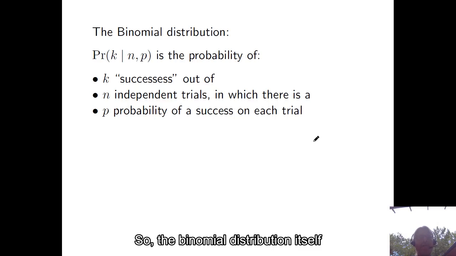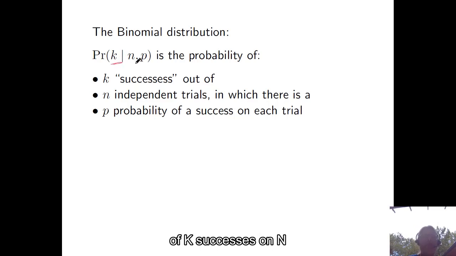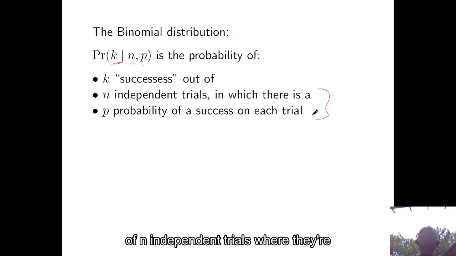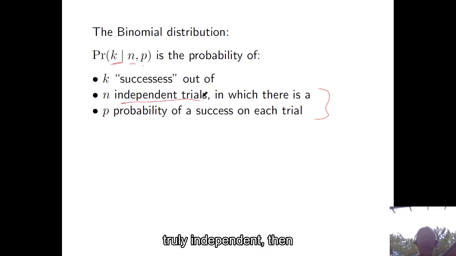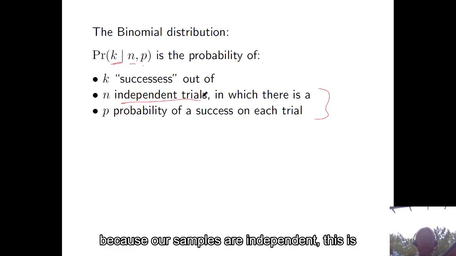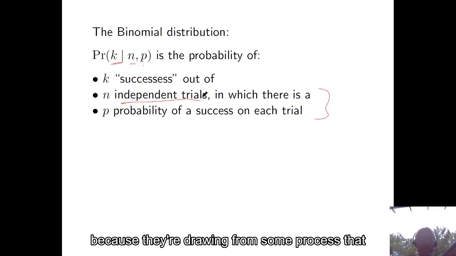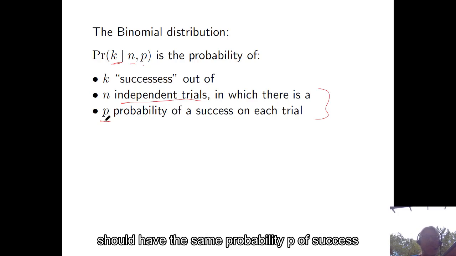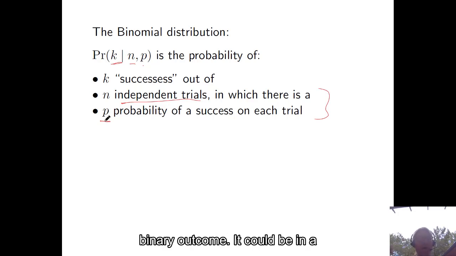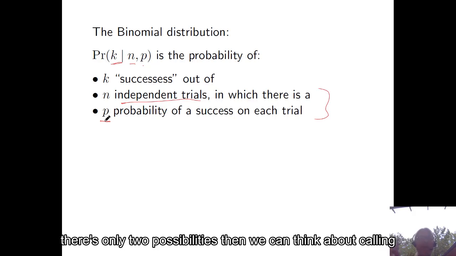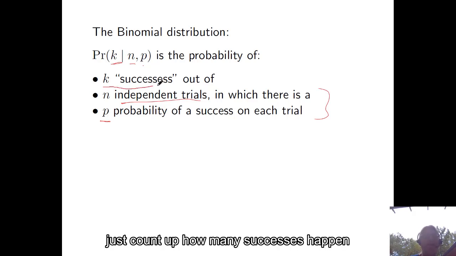So the binomial distribution itself is the probability of k successes on n trials with p probability of success on each trial. So that shows up in a lot of contexts because if we set up a random sample of n independent trials where they're truly independent, because they're drawing from some process that we're interested in studying, they should have the same probability p of success on each trial. So when we've got a binary outcome, it could be red or black, or albinism or not, yes or no. There's only 2 possibilities. Then we can think about calling one of them a success and say, let's just count up how many successes happen.